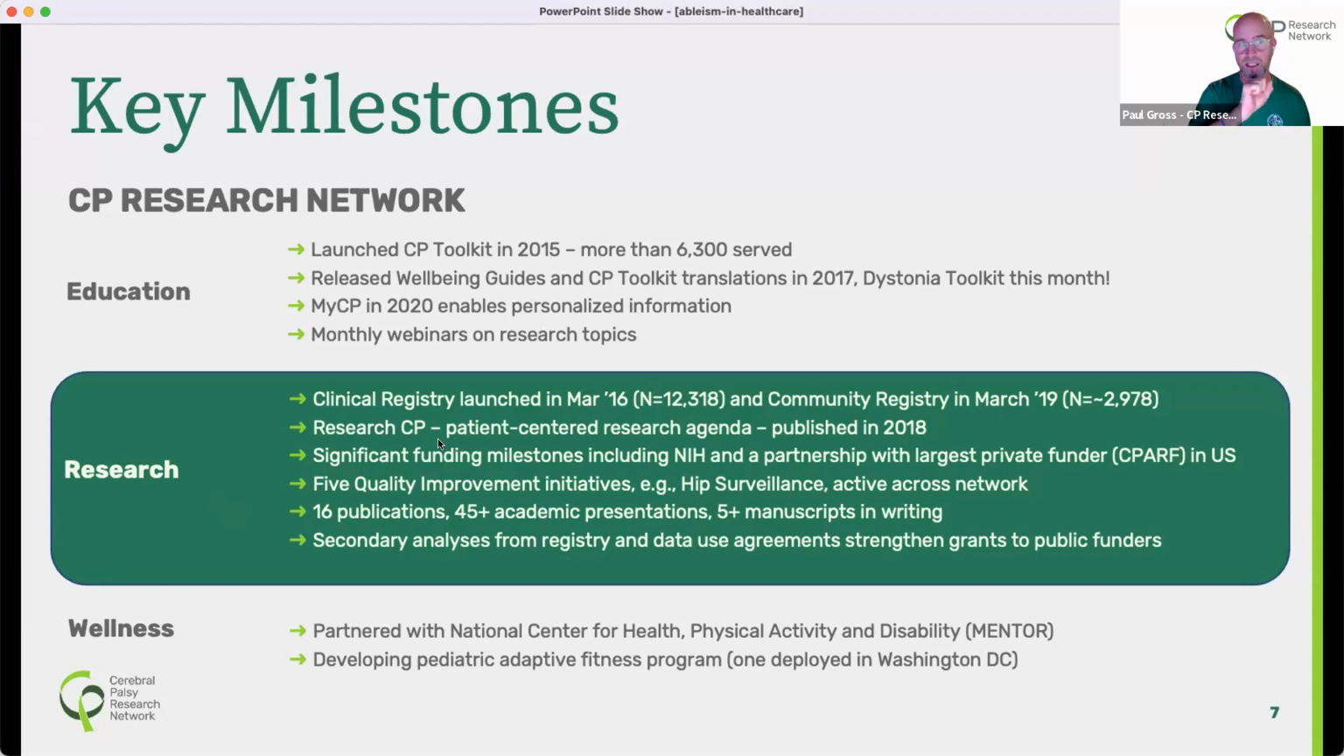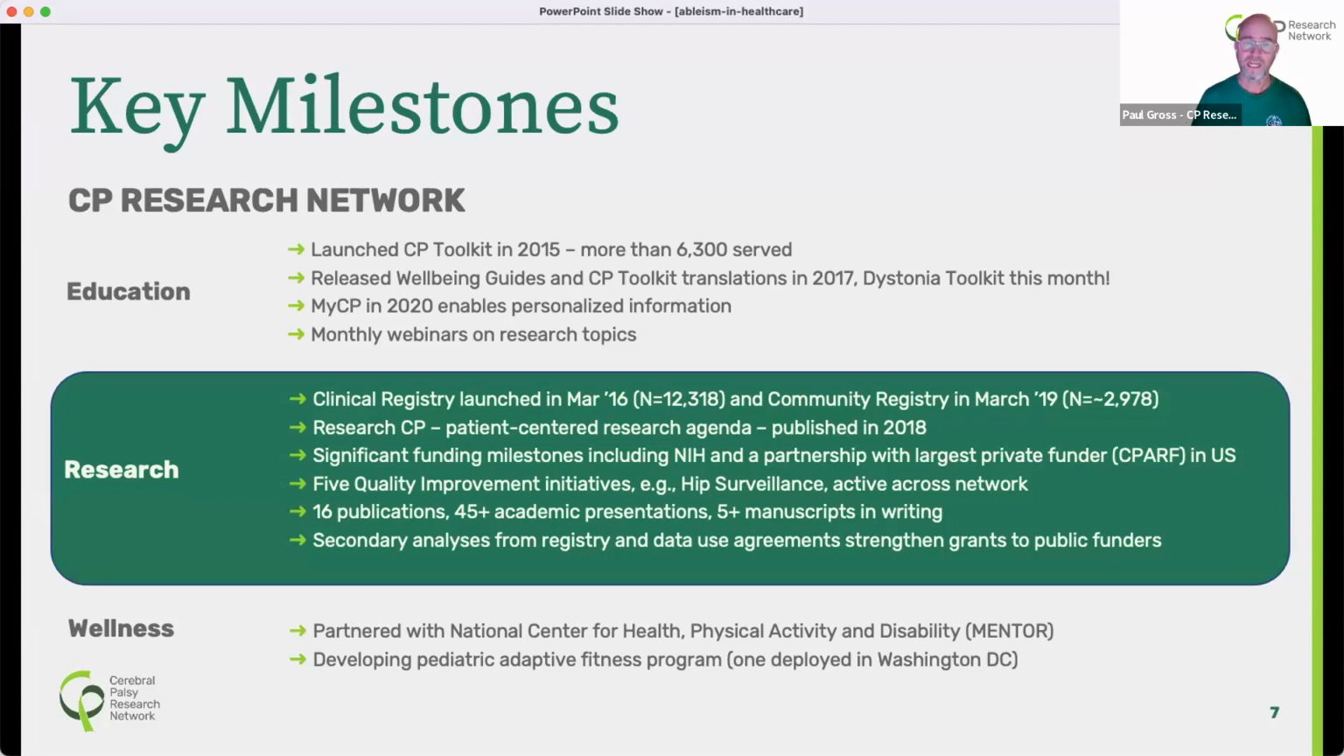Research CP is the outcome of that meeting that you saw the picture for. We published that in 2018, and that really guides our work. And then we went on to get some significant funding in translational research, with our genetics study from NIH, and we later partnered with the largest private funder of research in the United States, CP Alliance Research Foundation.